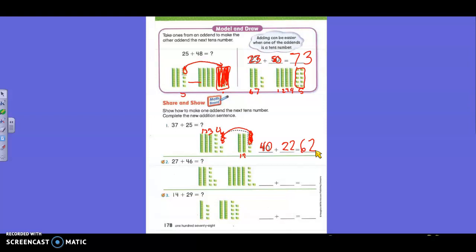Okay, number 2. Which one has the most ones, boys and girls? The first one. Okay, yes, the first one. No, I'm asking for more ones. Which one has more ones? Okay, the first one has more ones.